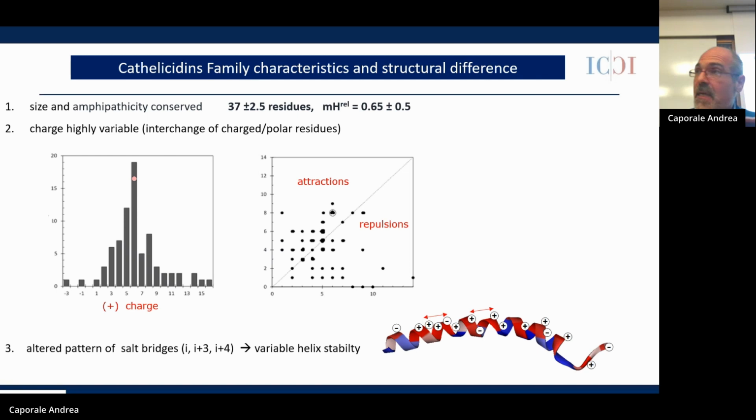The cathelicidin family has some characteristics and structural features that can be summarized in this way. The size is only around 37 residues. The amphipathicity is around 65% of the structure. The charge is highly variable, but the average is around 6 positive charges. There is an equilibrium between attraction and repulsion in charged residues that is correlated with the structure. Generally they assume a helix when they are in membrane, and that helix is stabilized by salt bridges. Generally, the charged residues are found in position i, i+3, or i+4.